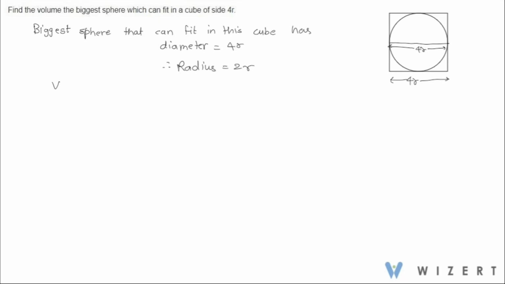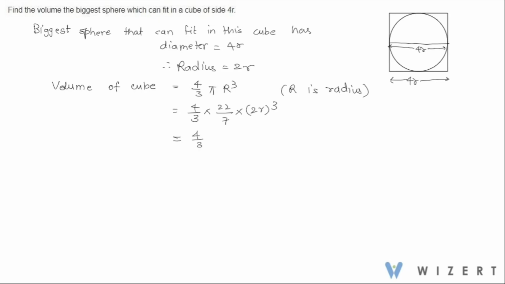We know the volume of a sphere is given by 4 by 3 pi r cube, where r is radius. So we have volume of sphere as 4 by 3 into 22 by 7 into 2r whole cube, equal to 4 by 3 into 22 by 7 into 8r cube.